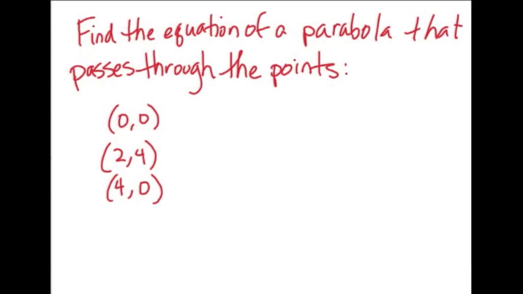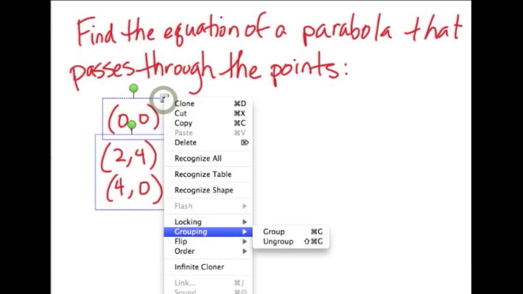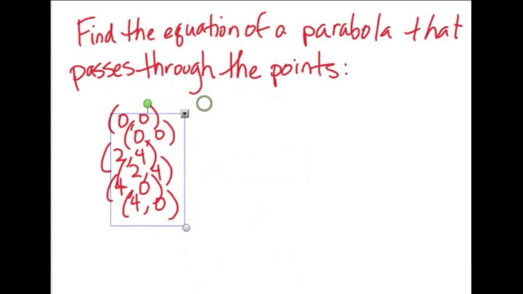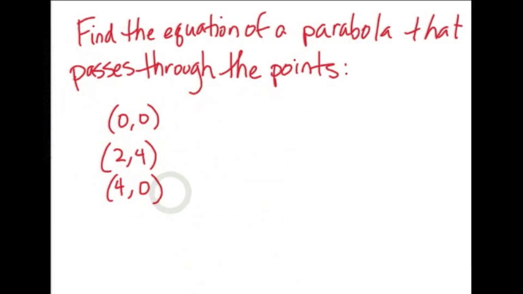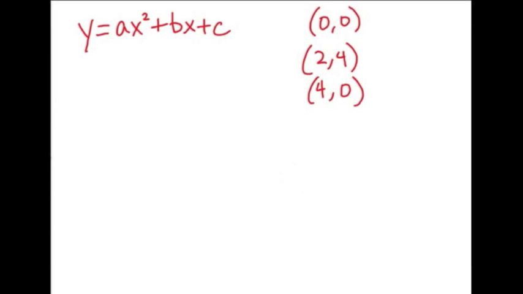So, the instructions are to find the equation of a parabola that passes through the points (0, 0), (2, 4), and (4, 0). So let's take those points and bring them over to our next page. And there's our standard form of a quadratic equation. And remember, all the x's are over here, all the y's are over there. So I'm going to plug the first point in.